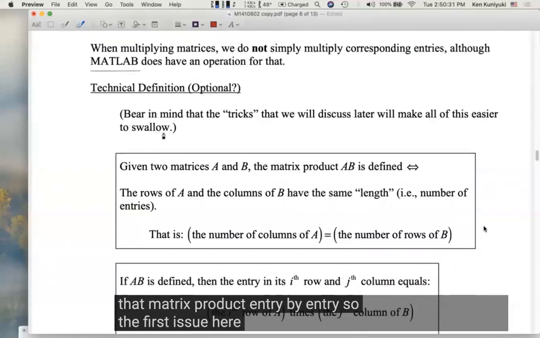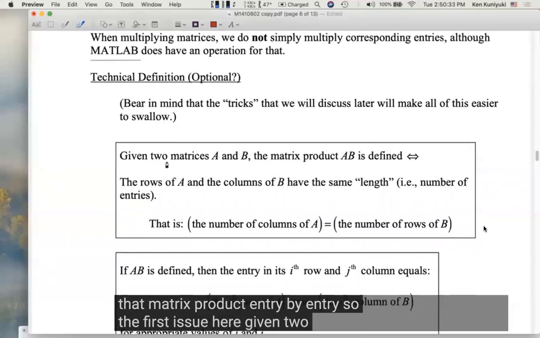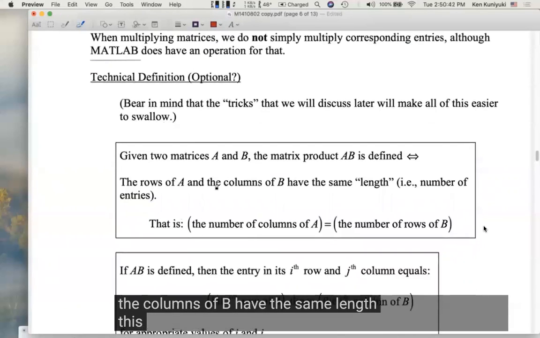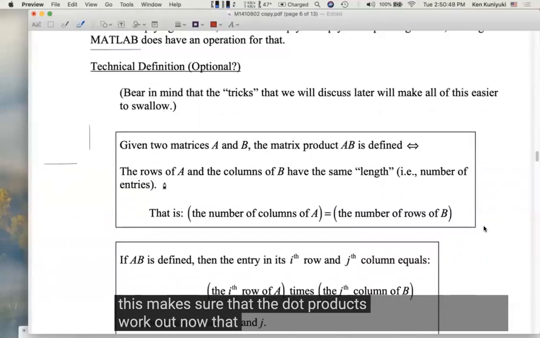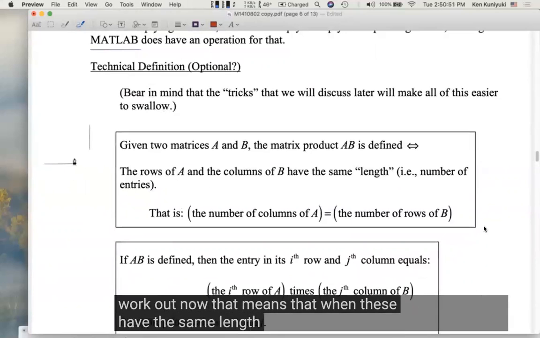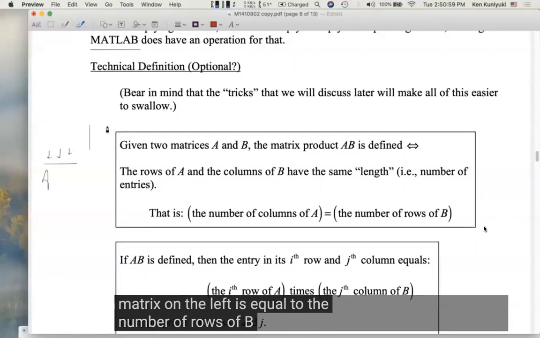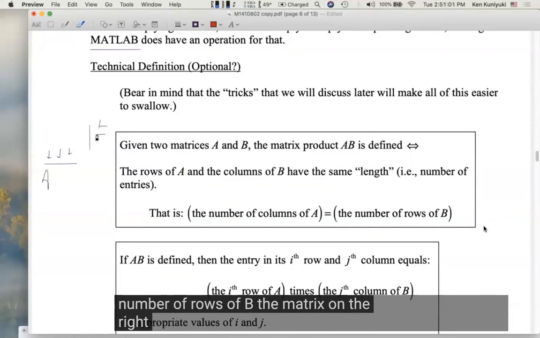So the first issue here: given two matrices A and B, the matrix product AB is defined if and only if the rows of A and the columns of B have the same length. This makes sure that the dot products work out. Now, when these have the same length, it means that the number of columns of A, the matrix on the left, is equal to the number of rows of B, the matrix on the right.